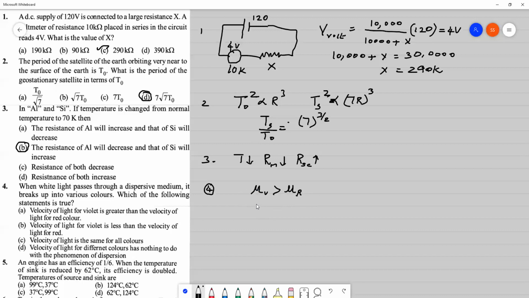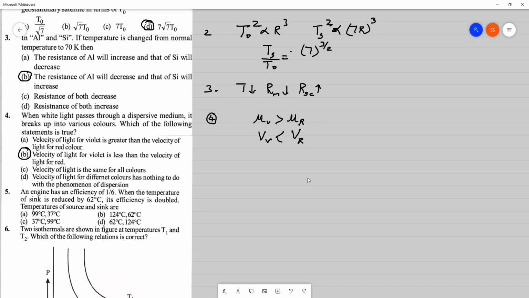Which means the speed of light for violet is less than the speed of red light. So the answer is that the velocity of light for violet is less. So the B option is the right answer. The next question reads out that.